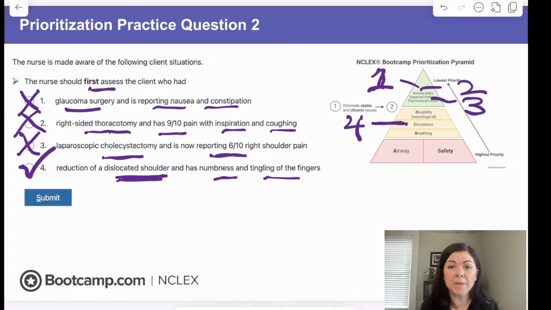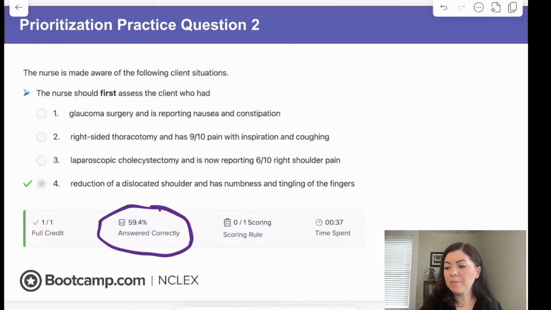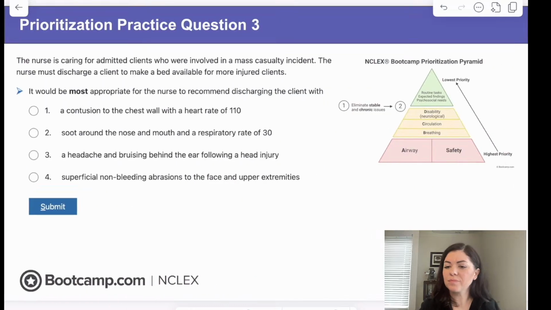Compartment syndrome. Great job, guys. Yes, you can have compartment syndrome when you have increased pressure in that compartment and you won't have enough blood flow. And absolutely, it's a medical emergency. Natasha, 6 Ps. I love it. Yes, 6 Ps. Very good. So if you got that correct, great job, because about 59% of students that did this practice question got it correct. So you are doing a great job.